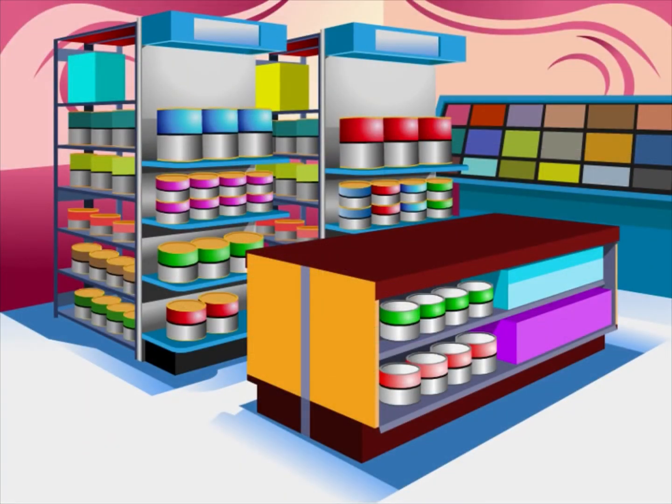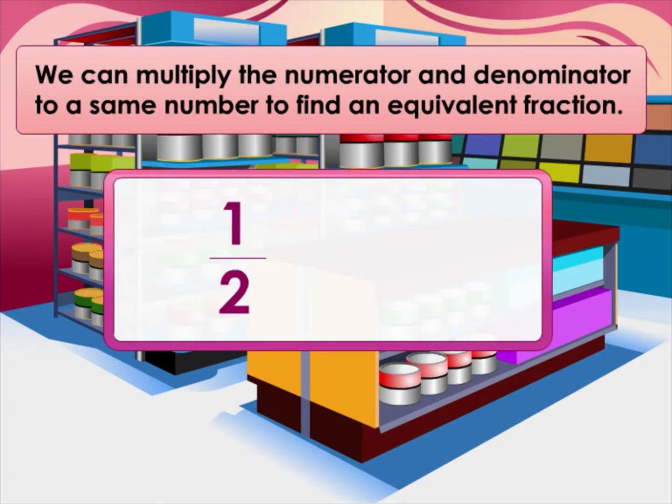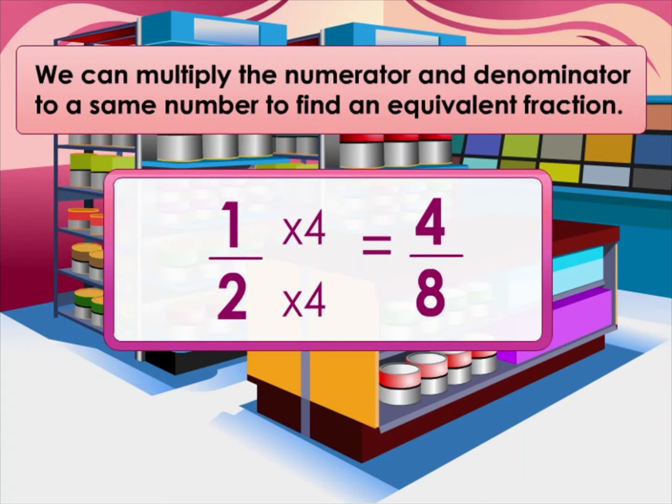Let's learn more about equivalent fractions. We multiply the numerator and the denominator by the same number to find an equivalent fraction. 1 over 2. 1 times 2 equals 2. 2 times 2 equals 4. So 1 over 2 equals 2 over 4. 1 over 2. 1 times 4 equals 4. 2 times 4 equals 8. So 1 over 2 equals 4 over 8.